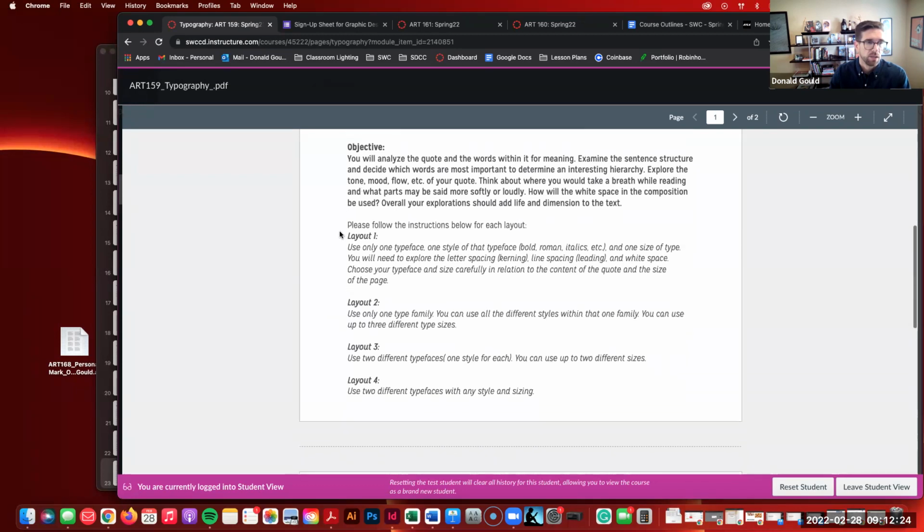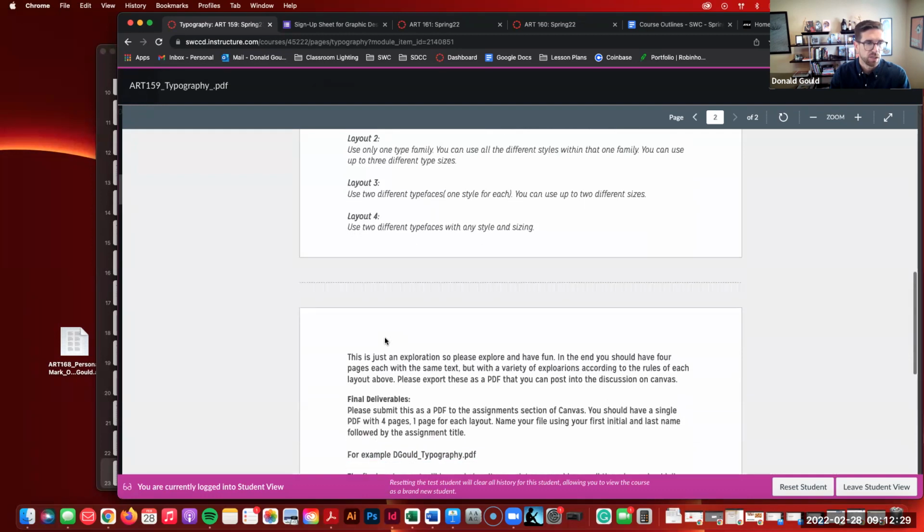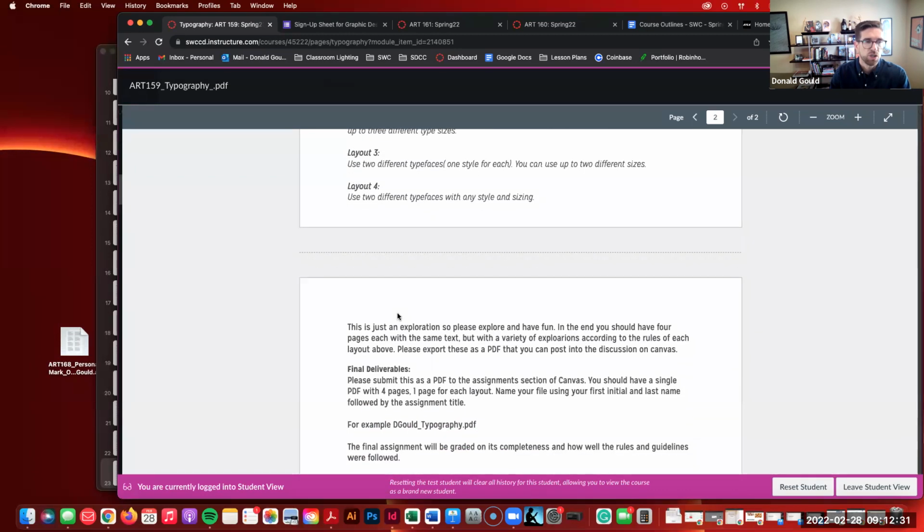Okay. So the info for all those different layouts are right here, and I'll show you guys an example here in just a second as well. This is just an exploration, so have some fun with this. You should end up with 4 pages, because each one of those 8.5 by 11 pages is going to have the 8-inch by 8-inch composition box. At the end of this, you're going to have 4 pages. Each of those have the same quote. We're not changing the quote on these. The idea behind this is to see how we can deliver this same quote differently within this typographic practice. So create those variations according to the rules of each layout, which was listed above there.